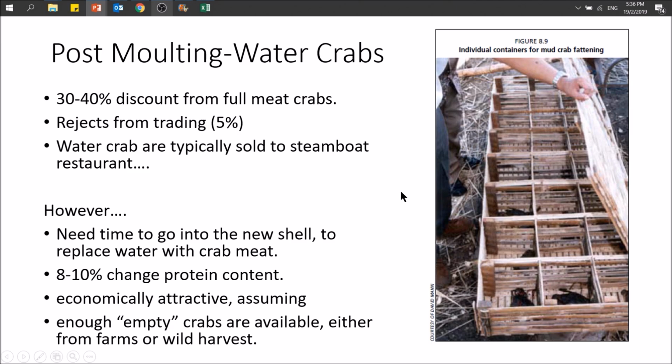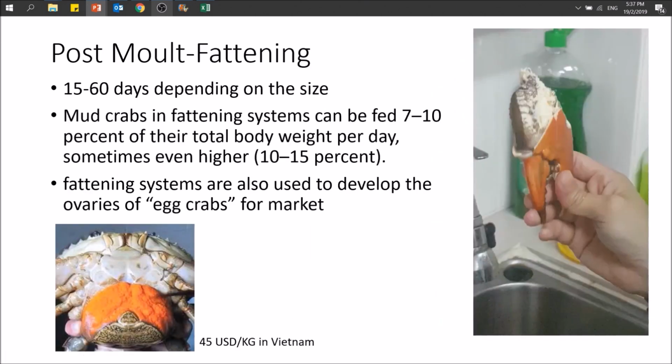You are usually able to fatten up mud crabs in about 15 to 60 days, depending on the size. If you are fattening a 300-gram water crab all the way to full size, it will take about 2 weeks. If you're fattening a 500-gram crab, it takes about 28 to 30 days from water crab to full crab, and they are usually able to feed at about 3 to 5% of their body weight.